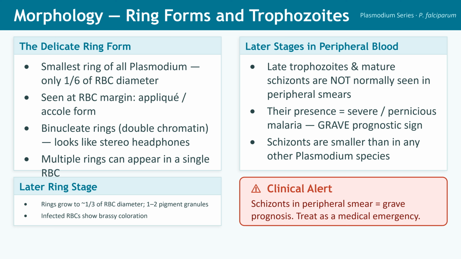The mature schizont of the parasite is smaller than in any other species and has 8 to 24, usually 16, merozoites. In Plasmodium falciparum, the erythrocytic schizogony takes about 48 hours or less, so the periodicity of the febrile paroxysm is 36 to 48 hours.